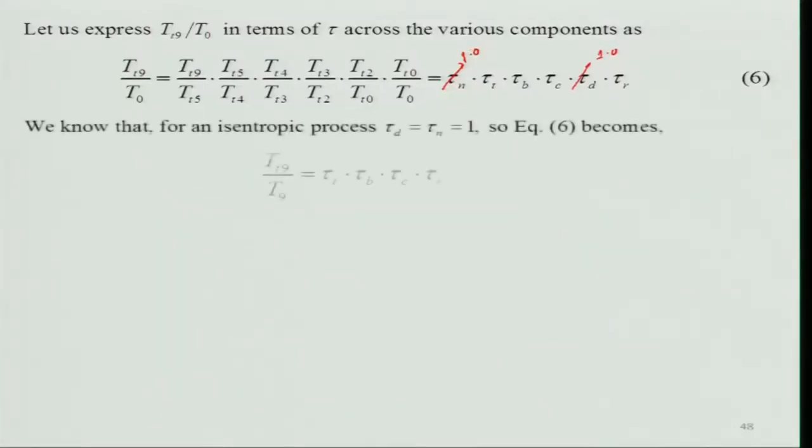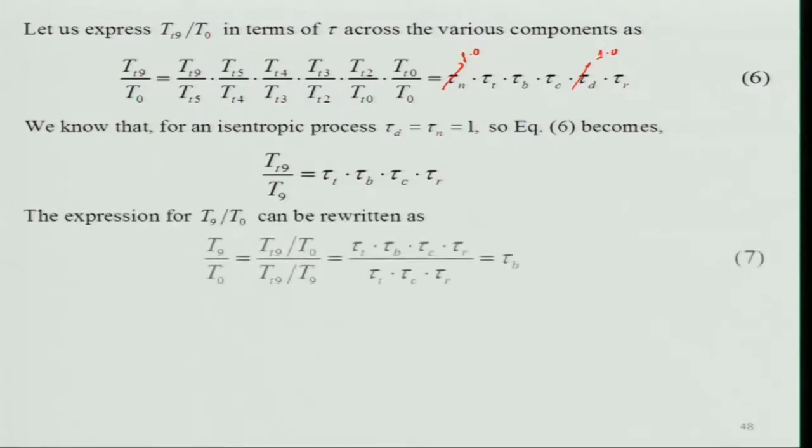So TT9 by T0 will be tau T, tau B, tau C, tau R. And again you can appreciate this point, that tau C and tau T will be 1 in case of ambient. Right? The same thing I am repeating so that it will enter your mind. So the expression T9 by T0 is really interesting. If I put this TT9 by T0, all those things, and also TT9 by T9, you will see that this can be cancelled out, this can be cancelled out, and tau C can be cancelled out. It happens to be tau B.